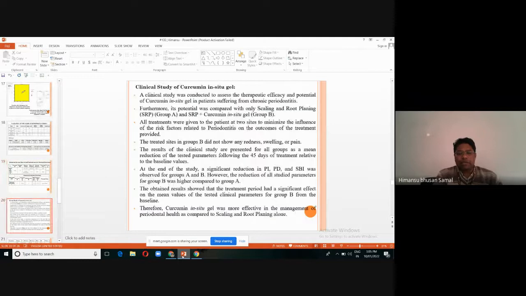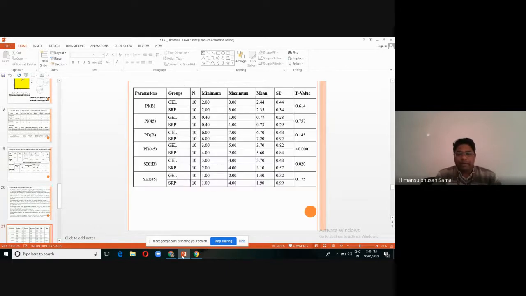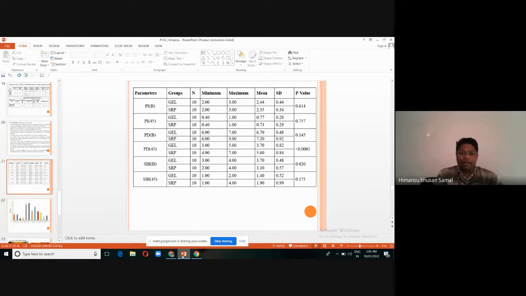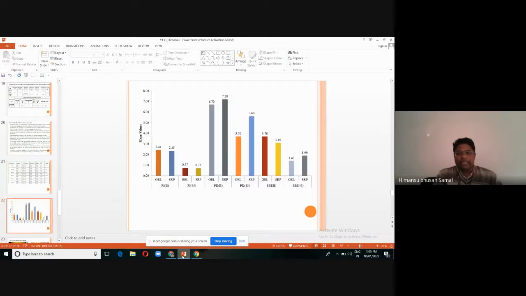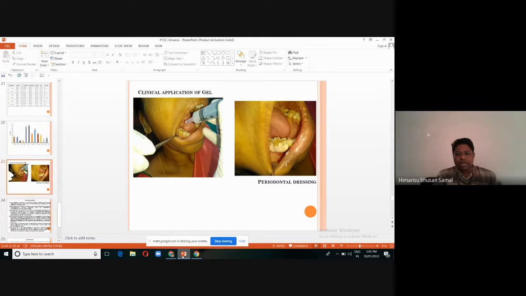Next, the optimized formulation was carried out for the clinical study. We have divided the clinical study into two groups. Group A was treated with scaling and root planing only, while in group B, after scaling and root planing, they were given curcumin gel. These are the evaluation parameters, the clinical parameters: plaque index, periodontal probing depth, and sulcus bleeding index. What we have found is that, as compared to SRP, the curcumin in-situ gel is effective for the treatment of periodontitis. This is the statistical analysis. This is the clinical application of the gel and dressing.